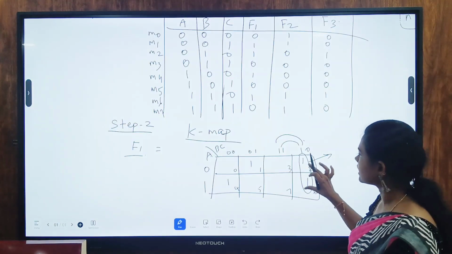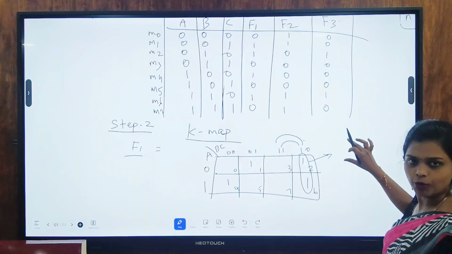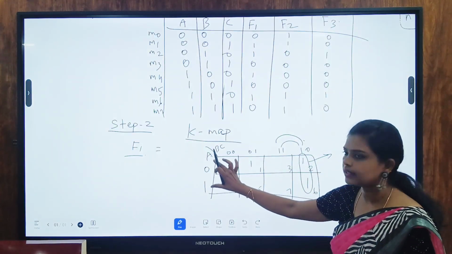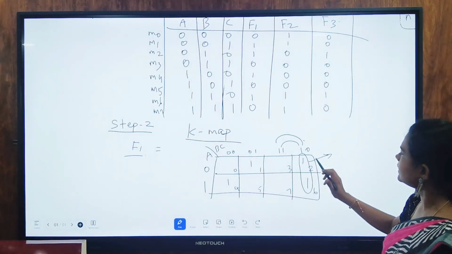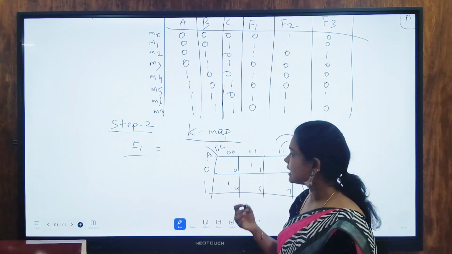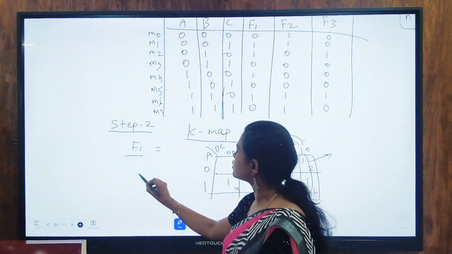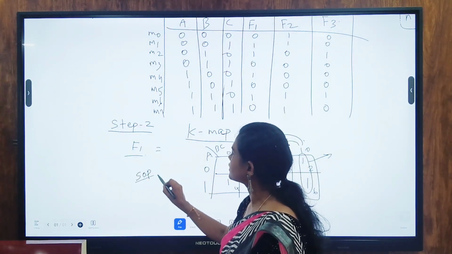So while grouping, check horizontally and vertically. I am going to write the product. While checking horizontally, it's going to cancel. Now check vertically. For easy understanding, you can write like this.